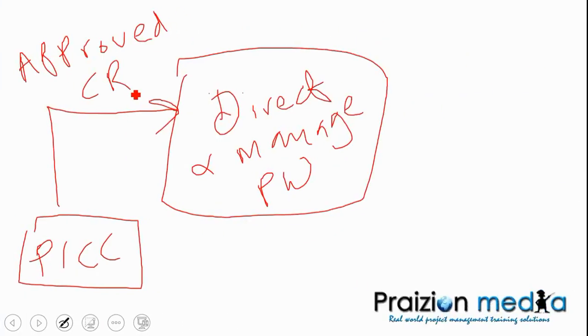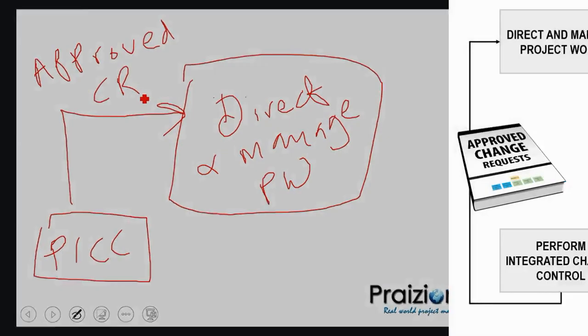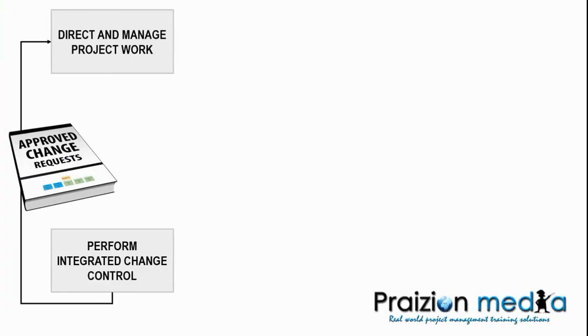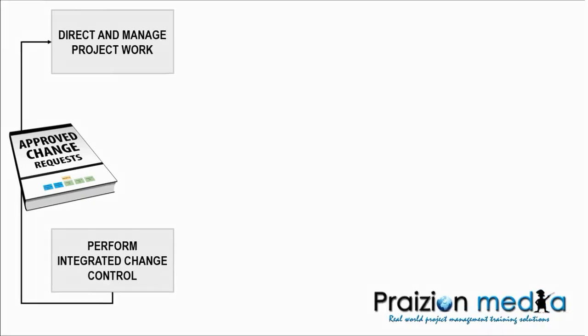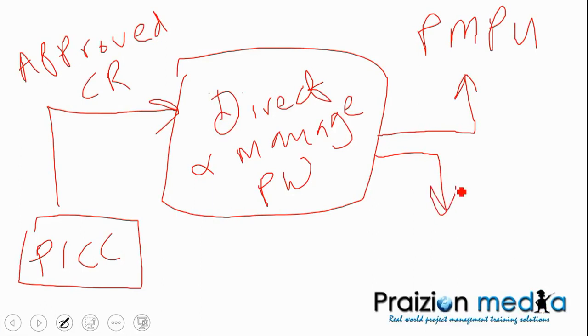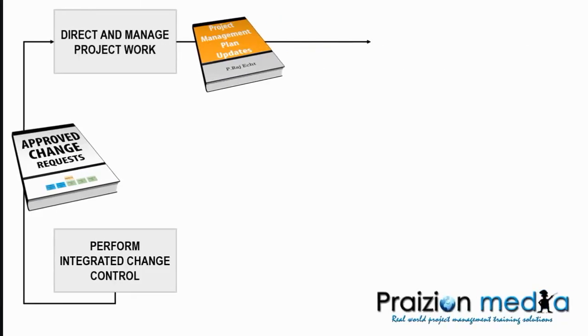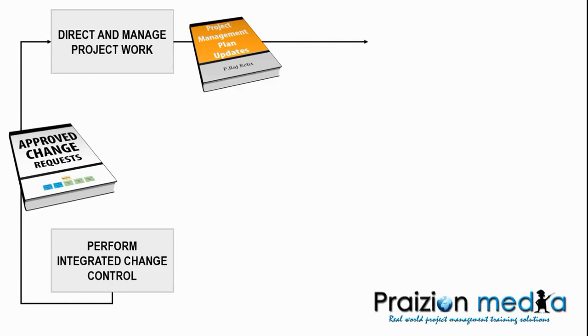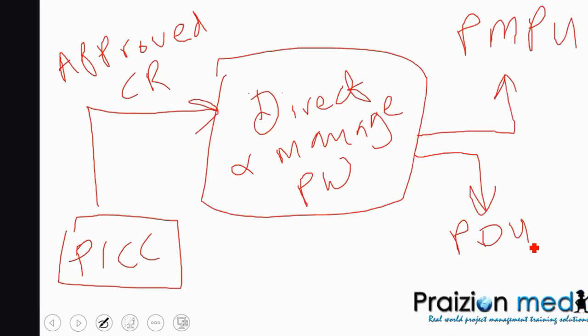And as it's going into direct and manage project work, you are going to redo anything that needs to be done. If it's a deliverable, you're going to rework it. If it's part of the plan, you're going to rework it. So one of the outputs we get from this is called project management plan updates, and I'll just refer to it as PMPU. And we also have project document updates. Okay? So these project management plan updates and project document updates, they serve the respective processes as needed.